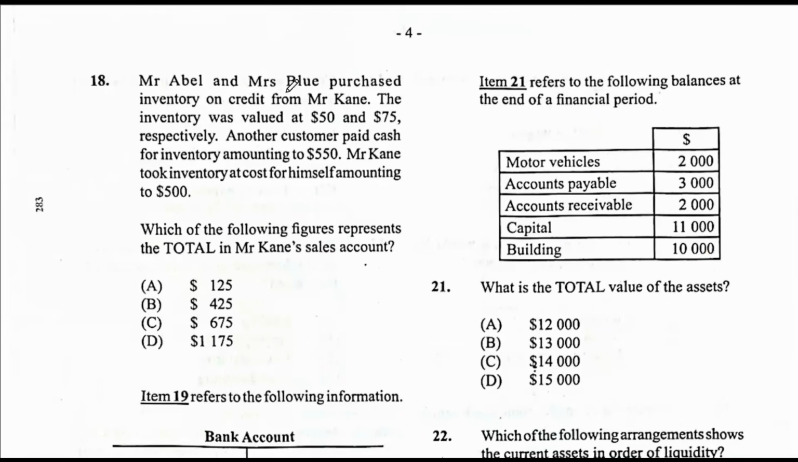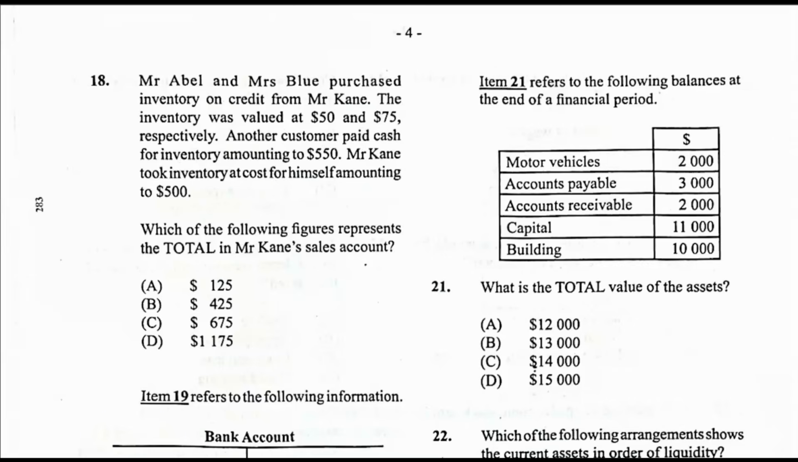Mr. Abel and Mrs. Blue purchased inventory on credit from Mr. Kane. Now, by the way, again, as I did mention, let's look at the bottom part to see what the question asks us for, and then go back to the paragraph. Which of the following figures represents the total in Mr. Kane's sales account? Mr. Abel and Mrs. Blue purchased inventory on credit from Mr. Kane. Inventory is valued at $50 and $75 respectively, but another customer paid cash with inventory amount of $550. Mr. Kane also took inventory at cost for himself amounting to $500.